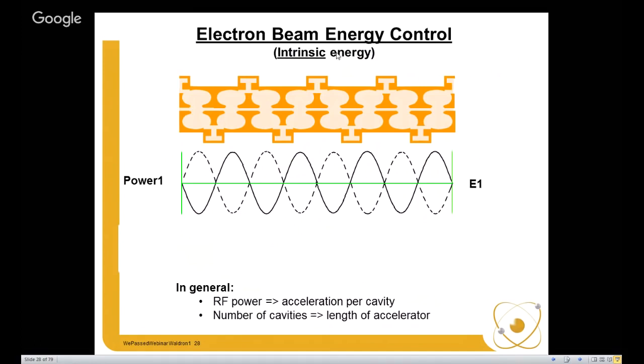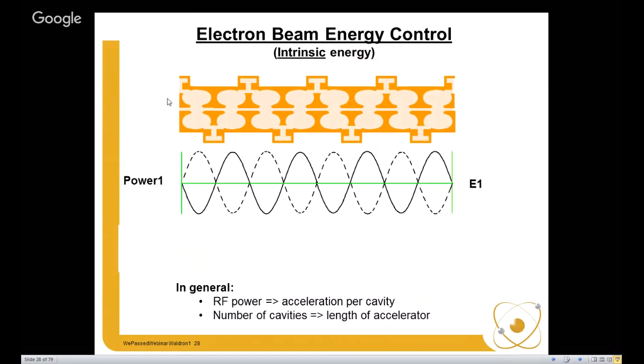Intrinsic energy refers to the electron energy, or really the electron energy spectrum, as it's exiting the accelerator and entering the bending magnet. This is not to be confused with the clinical beam energy or any of the other more precise descriptions of energy that we might find, say, in ICRU 35. We'll be talking about those details in the next lecture.